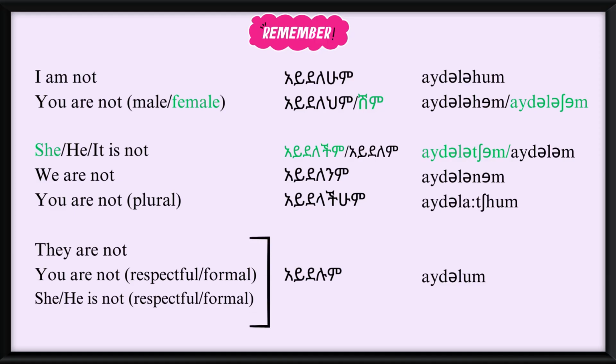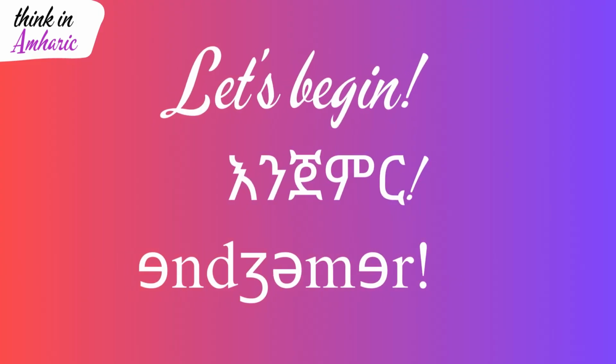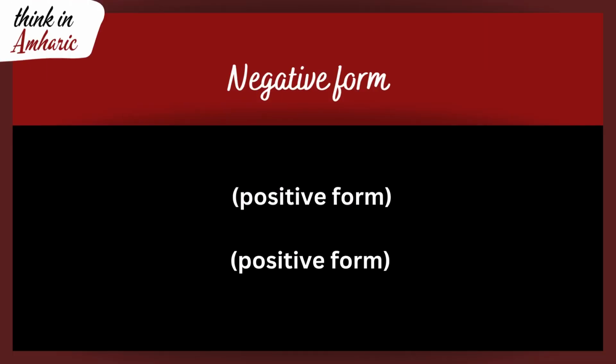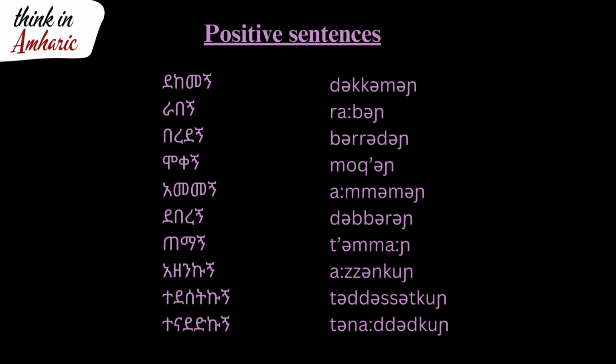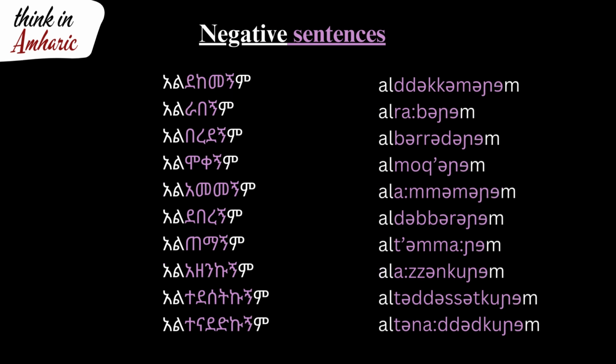As a reminder, this is the negative form of the verb to be in the present tense. However, we won't be using this today. You will learn one-word Amharic negative sentences, which in English mean I'm not, you're not, she's not, etc., plus an adjective. The negative form is made up of the positive form, to which we add al as a prefix and me as a suffix. These are some of the positive sentences you learned last week. Add al before it and me right after, and you'll get the negative form.